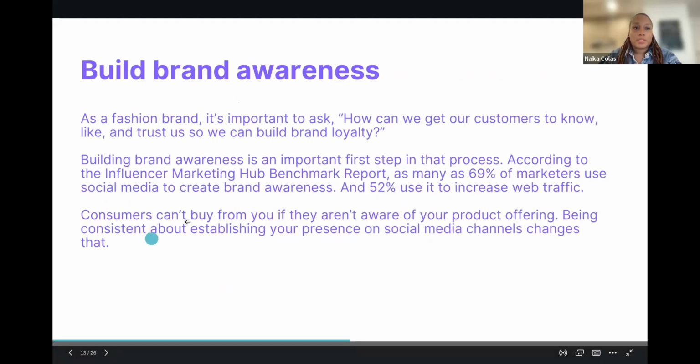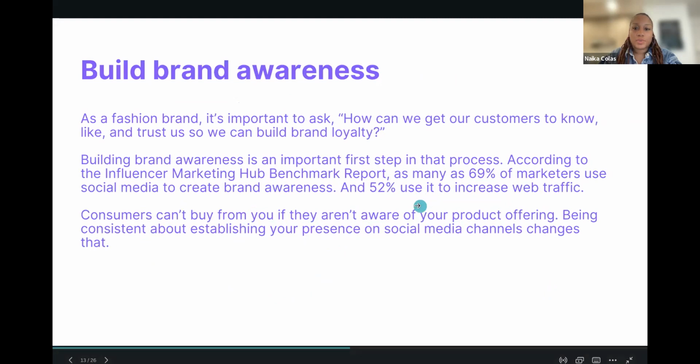So brand awareness, and all brands want to make sure that there is brand awareness. How do you get consumers to become more aware of your product or services? There are different parts of marketing, but I would say social media is one. As a fashion brand, I think it's most important to ask, how can we get our customers to know, like, and trust us so we can build brand loyalty? Trust is really big. And if you're targeting millennials and Gen Zers, trust is really important.